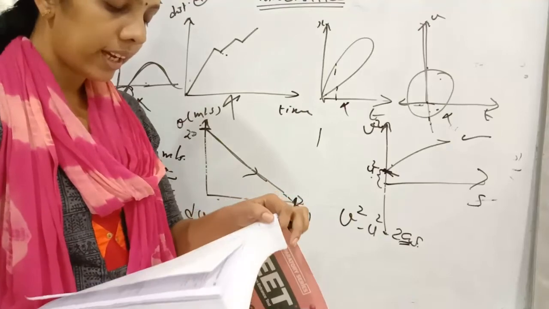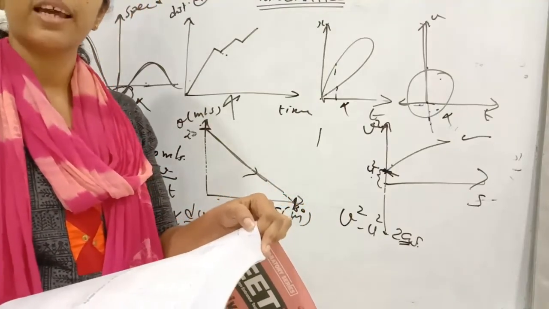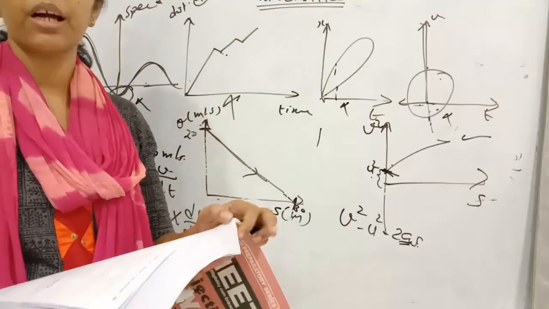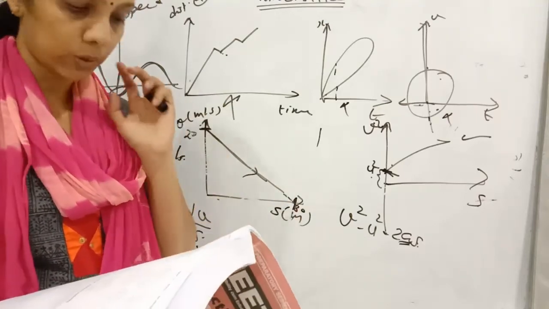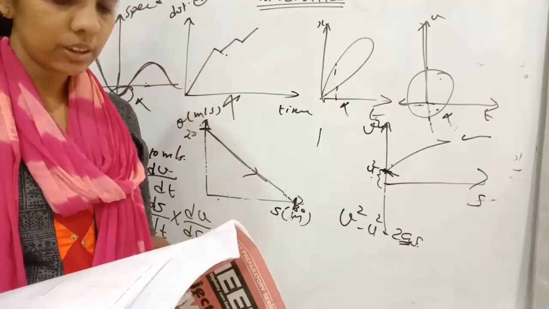Next question. The area under the acceleration time graph gives. Tell me, what is the area under the acceleration time graph? It will give you the change in velocity. The area under the acceleration time graph gives the change in velocity.